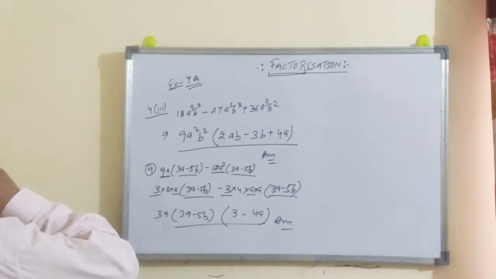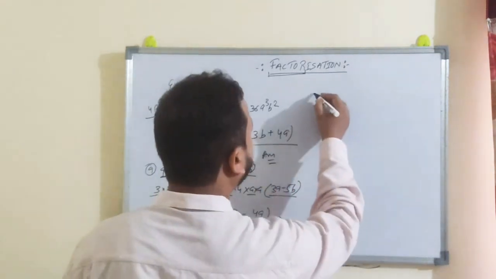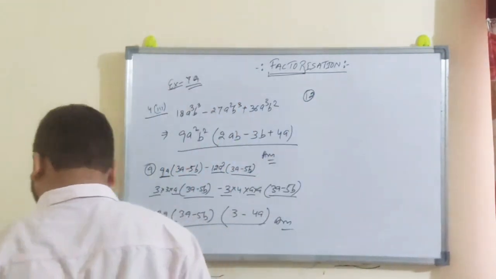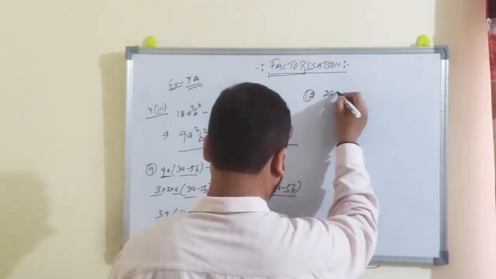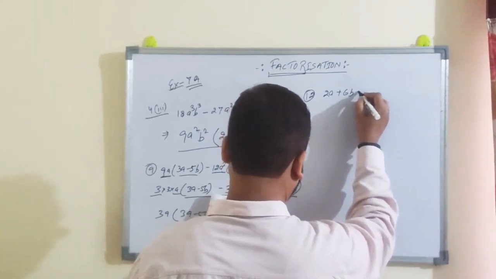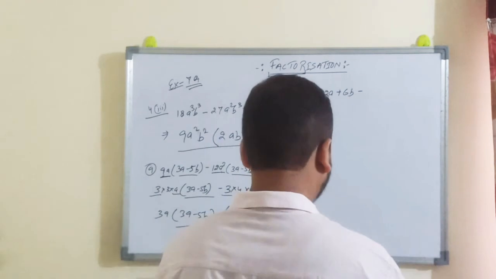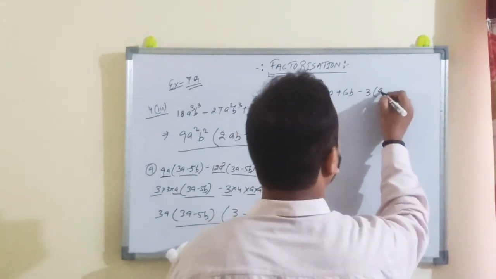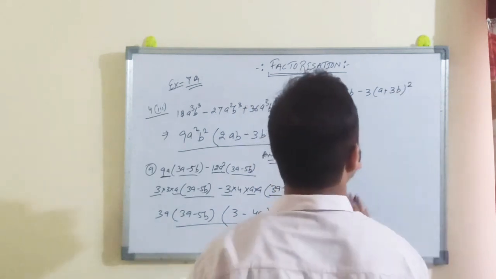Now come to question number 12. Right? Question number 12. So question number 12 is 2a plus 6b minus 3a plus 3b whole square, right?